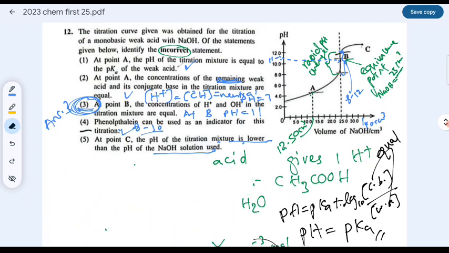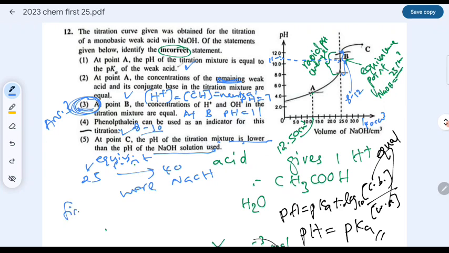Now from 25 is the equivalence point. From 25 to 40, more sodium hydroxide is there. Right? So the final OH minus concentration is what? C into 15 into 10 to the power minus 3 divided by 65 into 10 to the power minus 3.